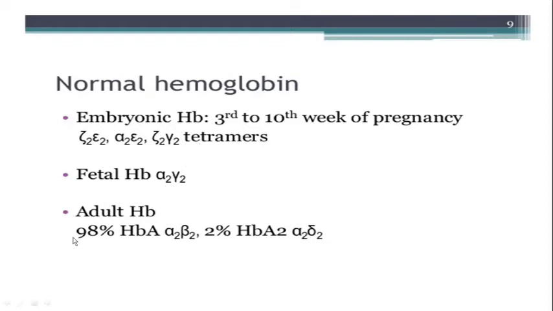The adult hemoglobin is the main hemoglobin, and you have alpha 2 and beta 2, the 2 globin chains. They are arranged in a tetramer as a quaternary structure, and it constitutes 98% of the adult hemoglobin. Usually after the first 6 months of the infant's life, it becomes the predominant hemoglobin, and the remaining 2% is in the form of HbA2, which is alpha 2 delta 2 chains.